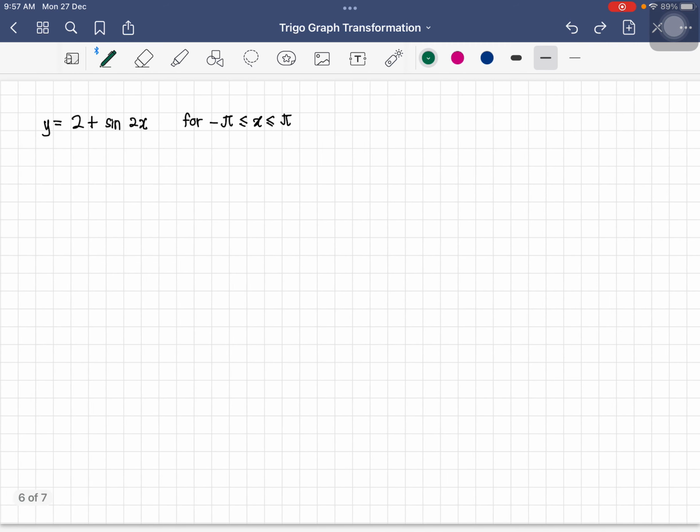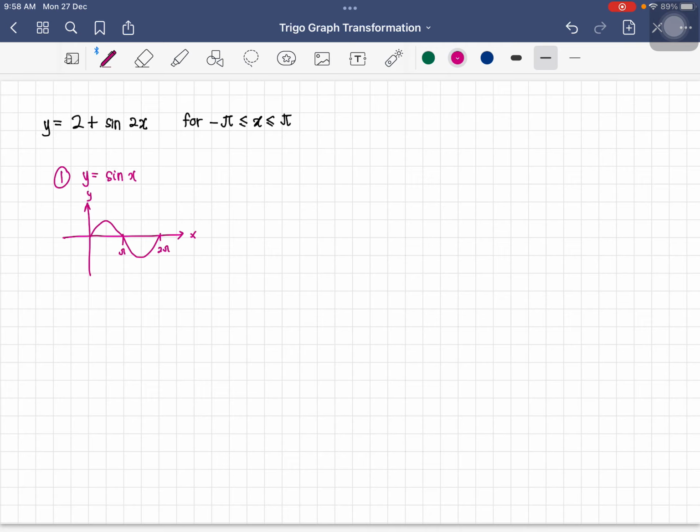Now let's look at the second example. Suppose you have 2 plus sine of 2x for x which is between negative pi until pi. You should start with, let's say, the sine of x. Let me just write. The first graph you're going to have is y equal to sine of x. So this is your basic graph. Of course your sine of x will be something like this, from 0 until 2 pi. So that is your sine of x. This is y and x.